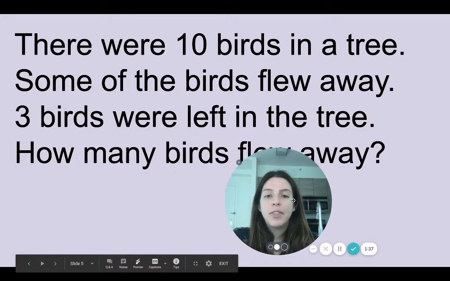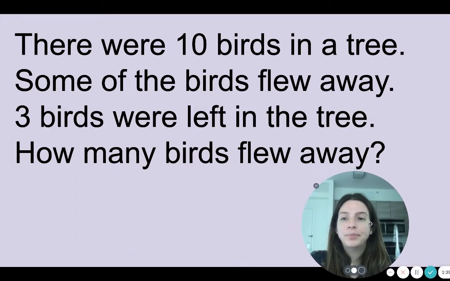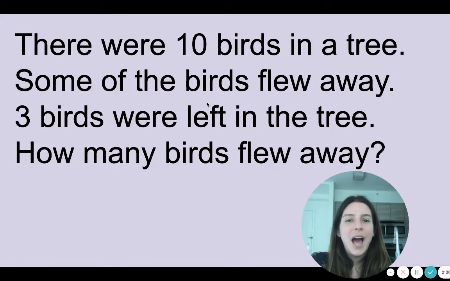So let's try it with this story problem. There were 10 birds in a tree. Some of the birds flew away. 3 birds were left in the tree. How many birds flew away? Well, this word some right here tells us that we are going to have a missing number because it doesn't tell us how many birds flew away. It just says some of them flew away. So I automatically know that this is a missing number story problem.